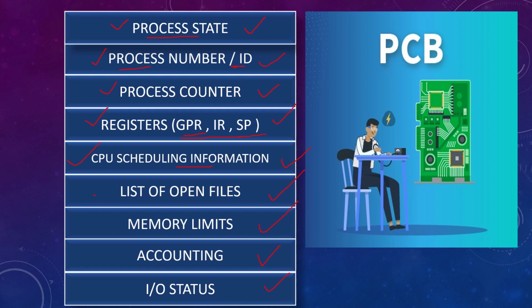Now next thing is list of open files. List of open files means the number of files are opening within a particular process. Okay. Now next thing is memory limit. Memory limit is basically defining the amount of memory that a process want for its execution.